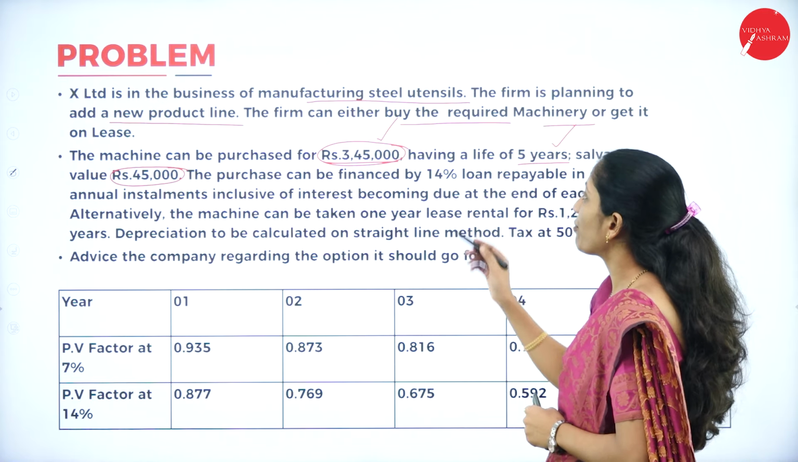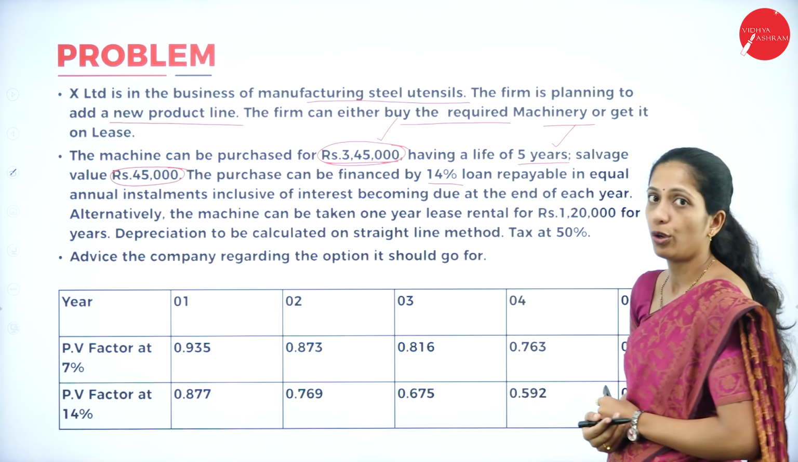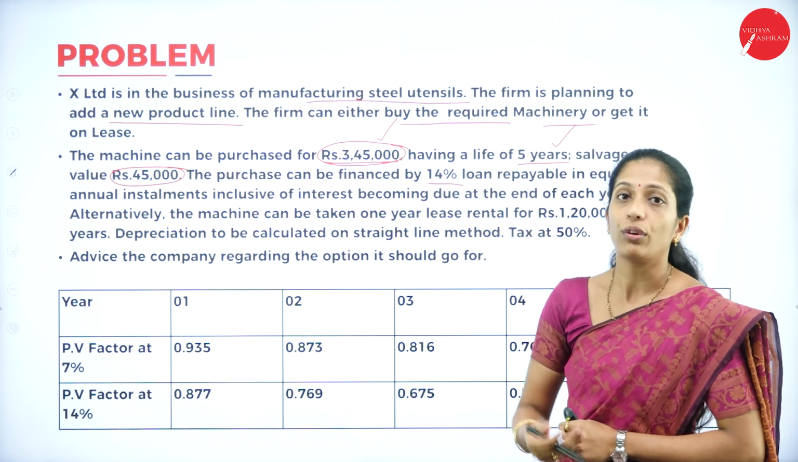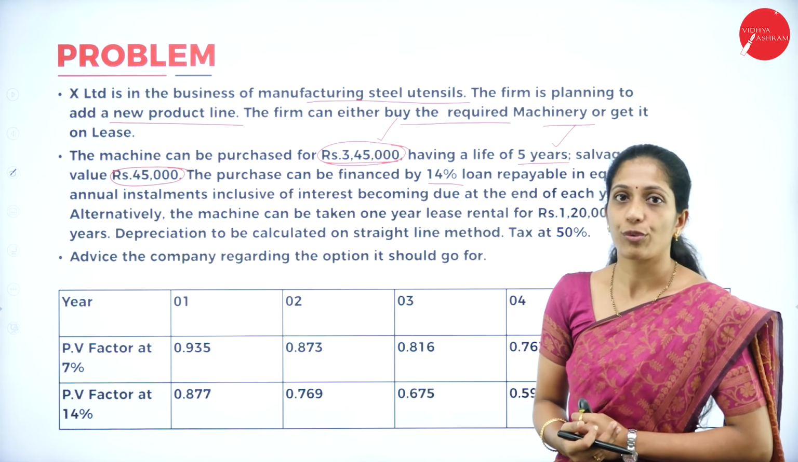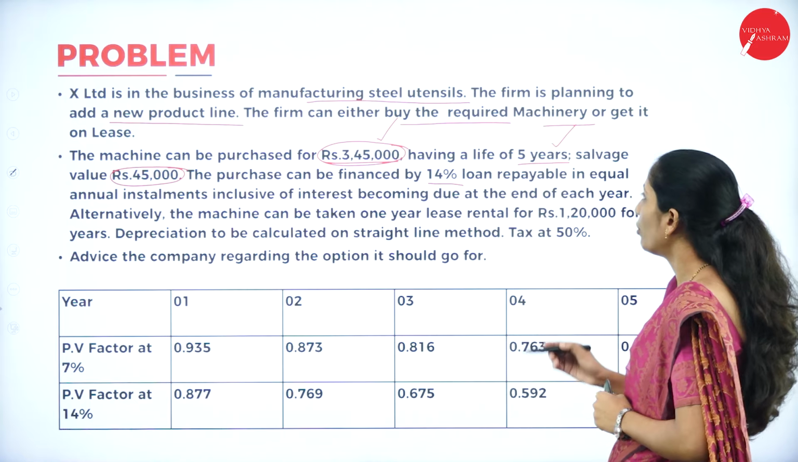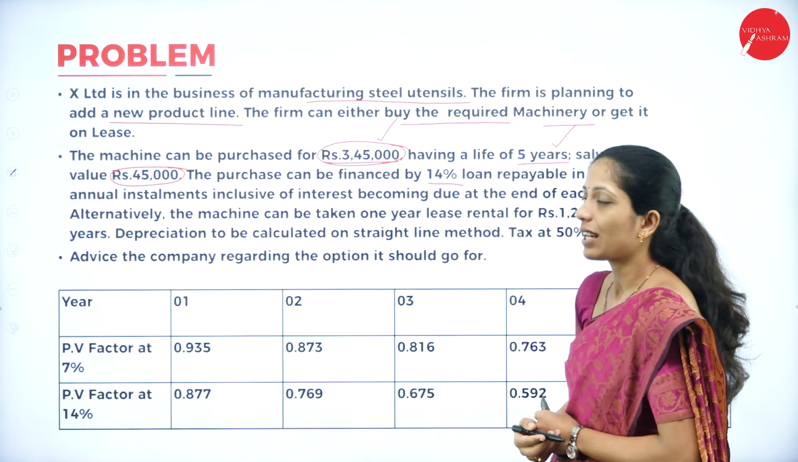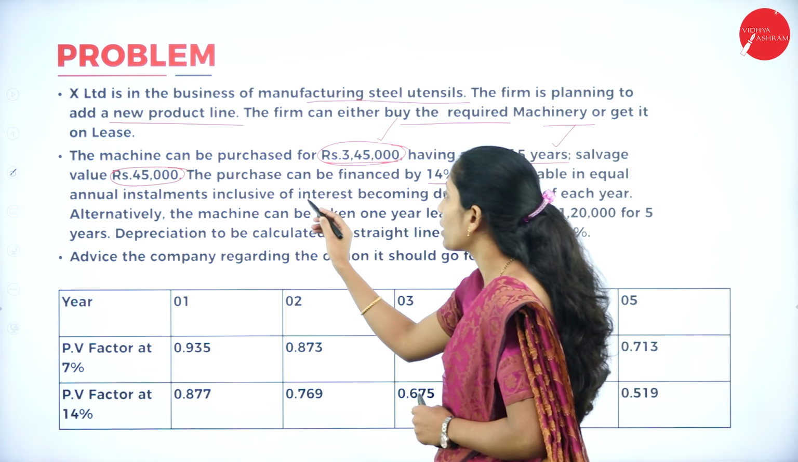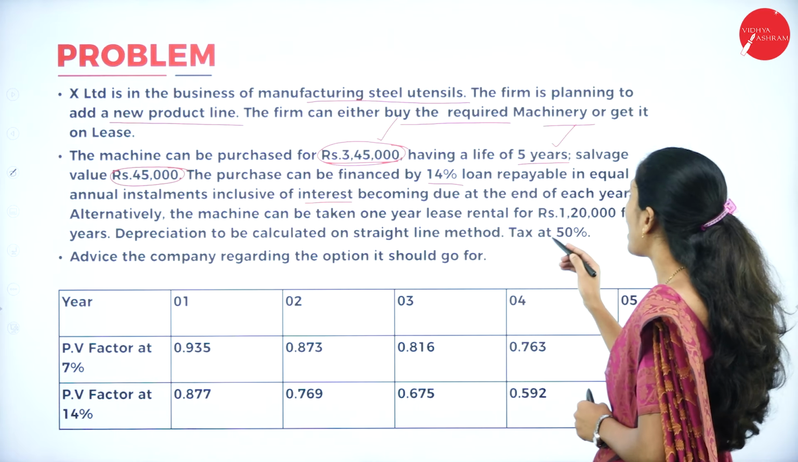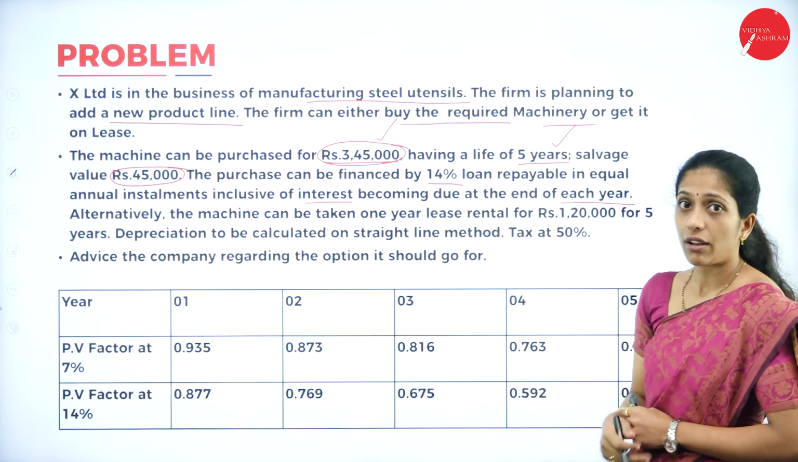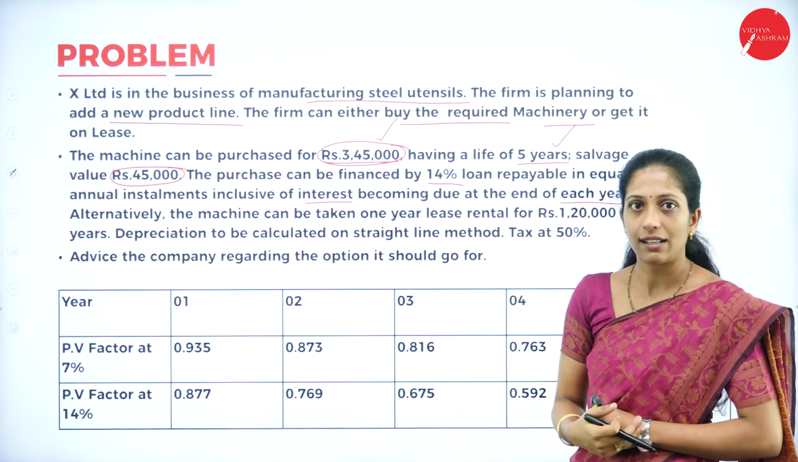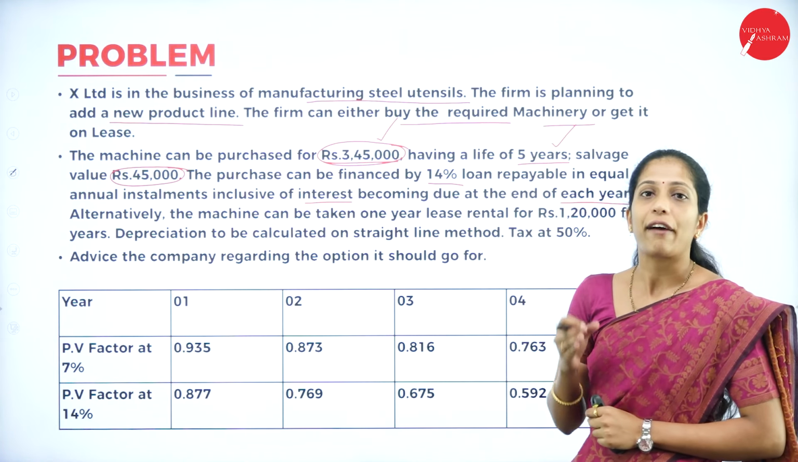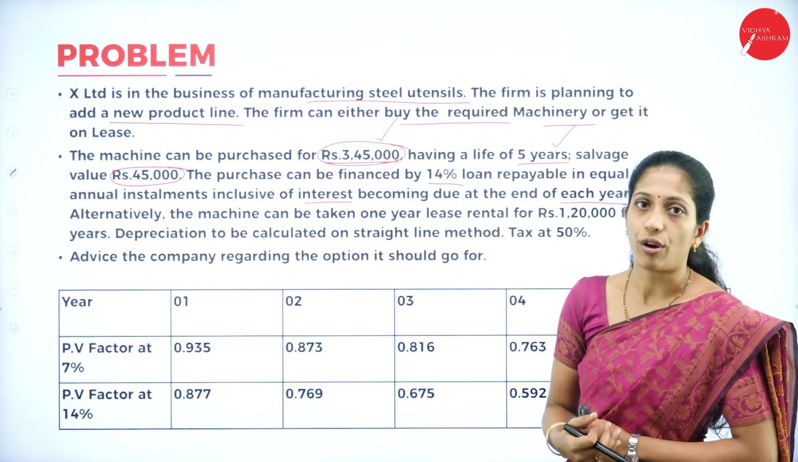The purchase can be financed by a 14% loan. Now, if they want to borrow the amount in the form of a loan, then they have to pay 14% on the loan in equal annual installments inclusive of interest, becoming due at the end of each year. If they want to borrow the loan, they have to pay 14% interest, and along with that they have to pay the installment at the end of every year.